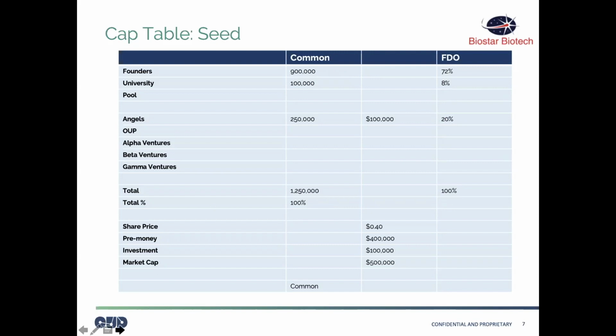The angel investor owns 20%, and you can see the founders are diluted from 90 to 72%, and the university is diluted from 10% to 8%. This is a pretty standard, simple investment capital structure.